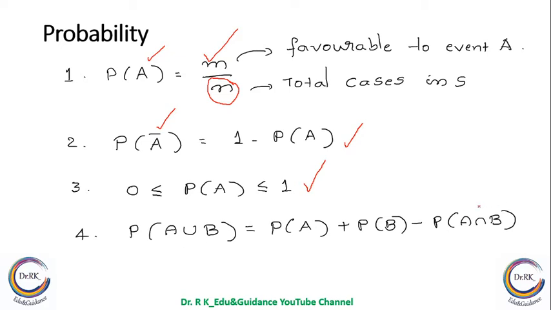Another very important relation, which we use most of the time when we try to solve numericals: if A and B are any events, with no restriction imposed, then P of A union B equals P of A plus P of B minus P of A intersection B. A union B is the probability of happening of at least one of these events. That means A can happen, B can happen, or both can happen. And intersection is the happening of both the events. This is one of the important relations which we use most frequently when we try to solve numericals.